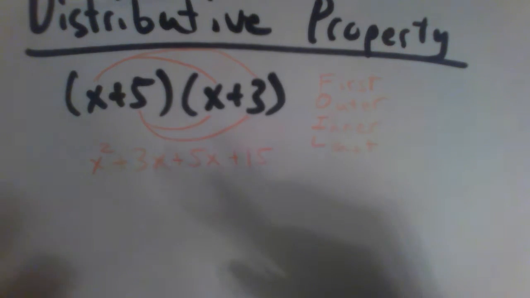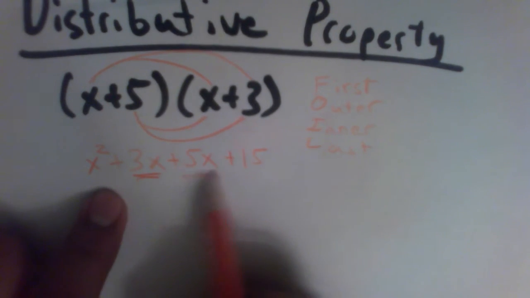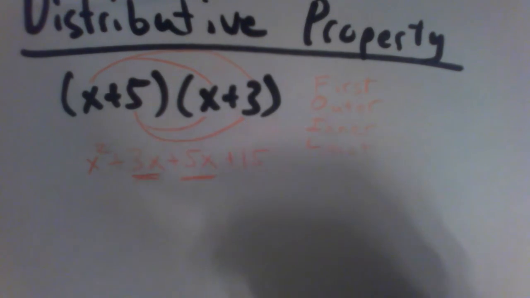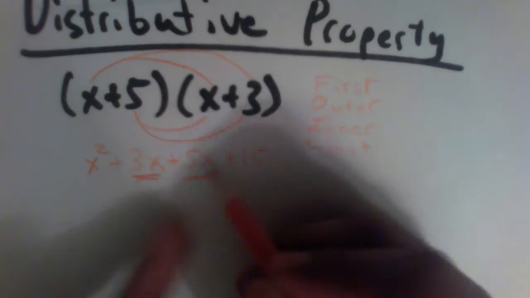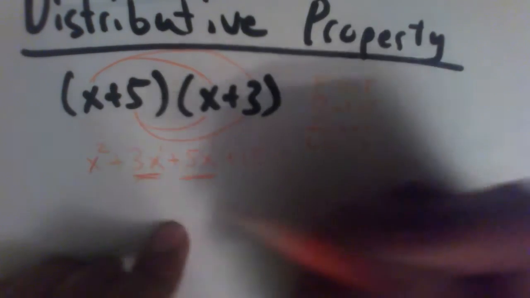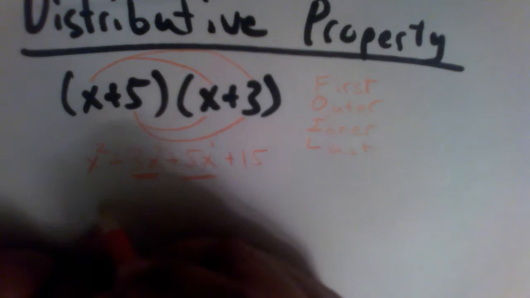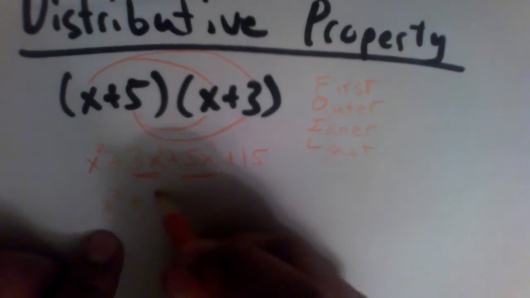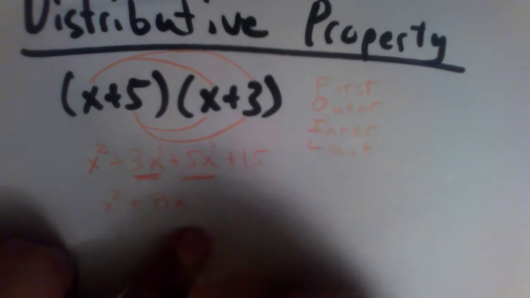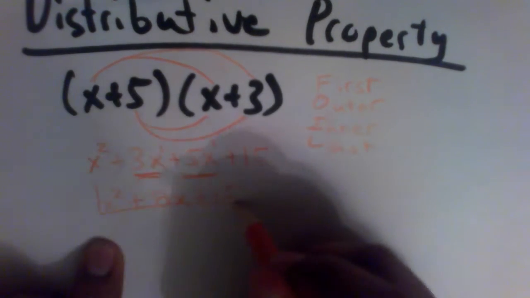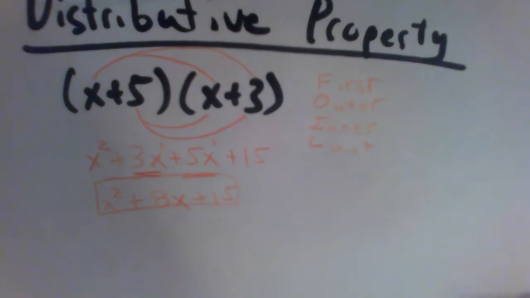So now we have common terms right here. 3x and 5x both have an x to the first power, so that's a good indication that you can combine them. What's 3x plus 5x? It's 8x. And then plus 15. So a good FOIL problem right there. Let's do another one.